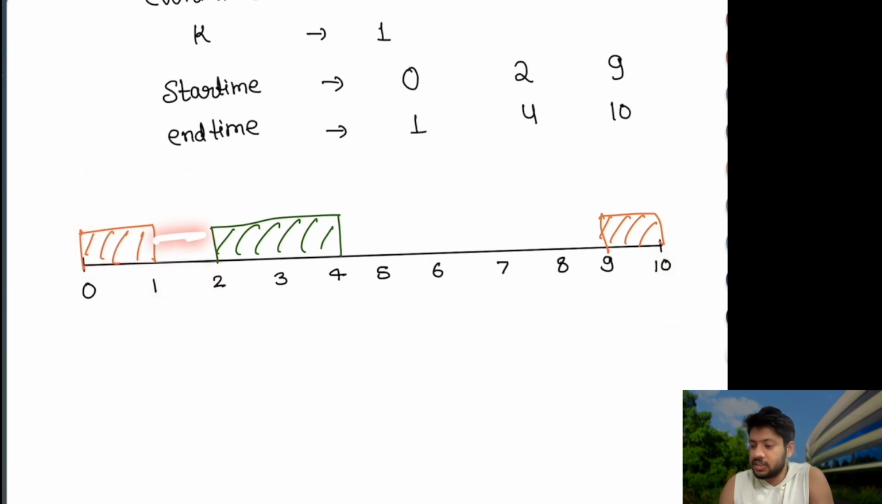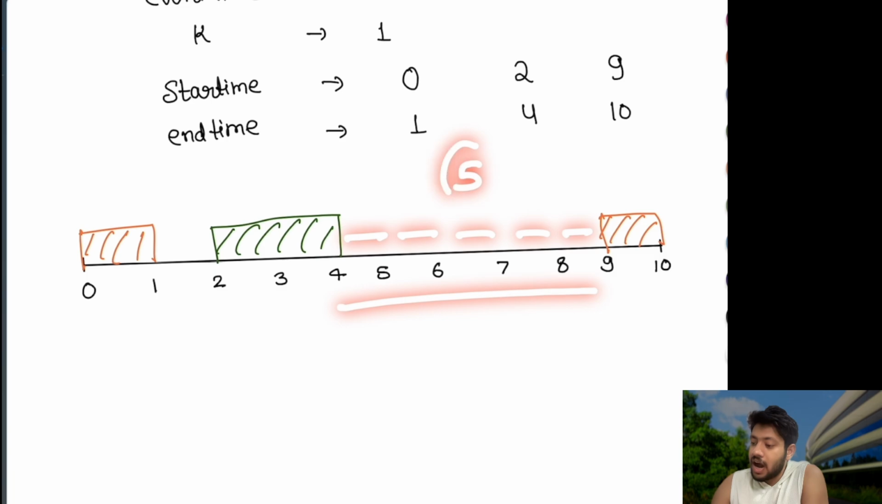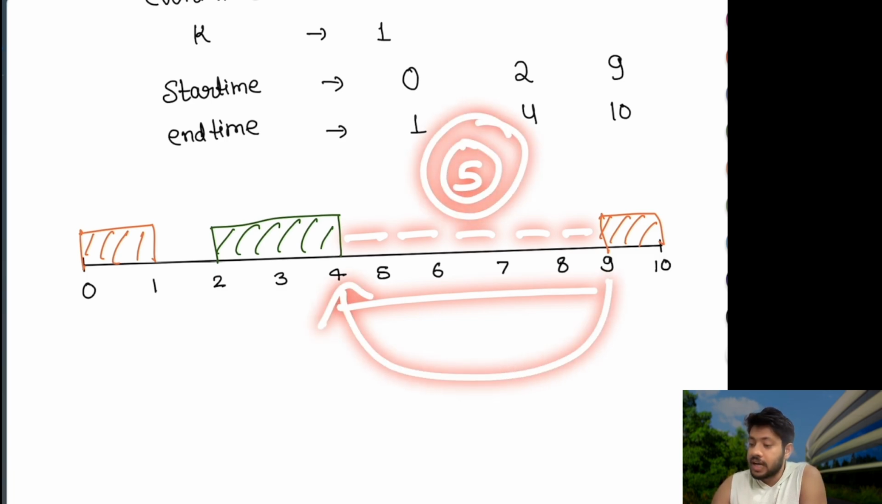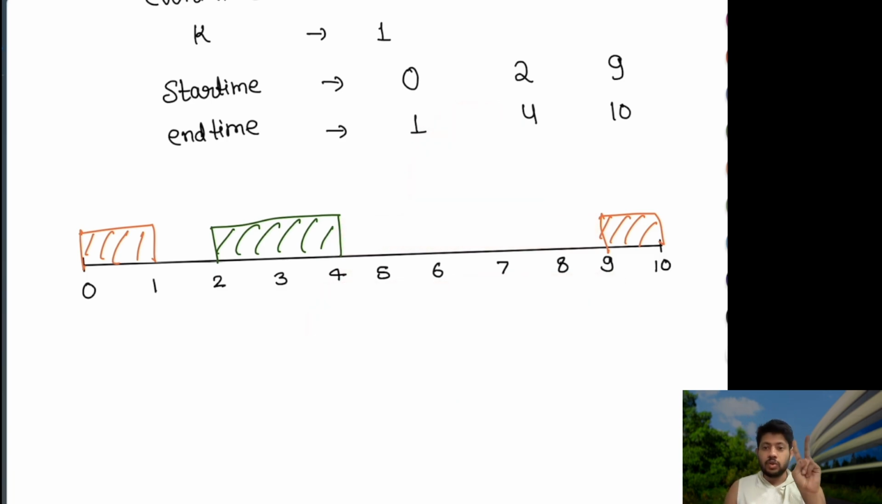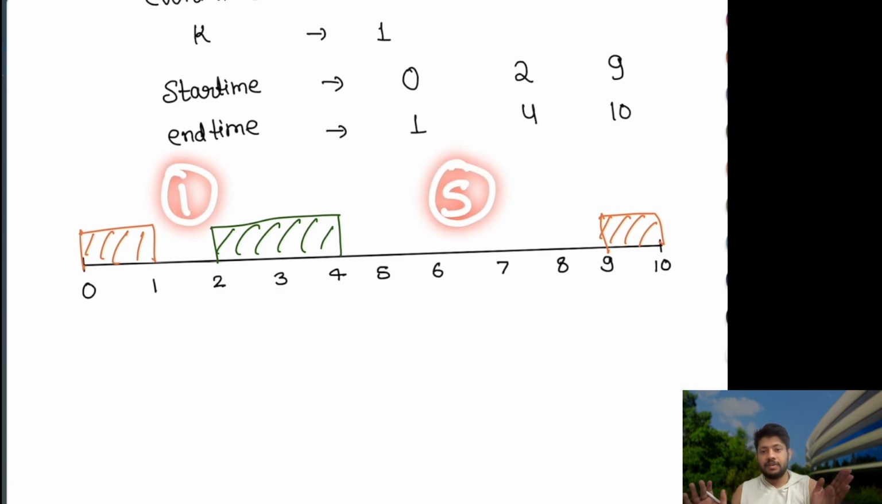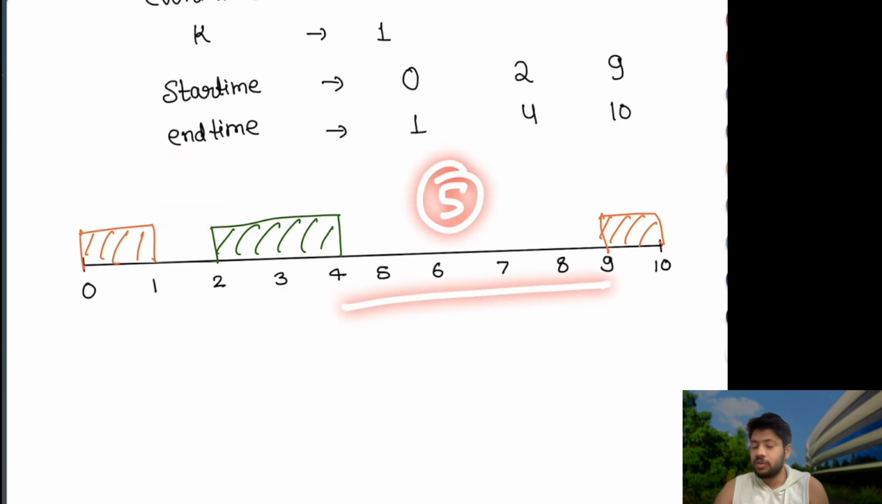2 minus 1. If you are saying that this is hours, so from 0 to 1 hour I am not free. From 1 to 2 I am free, right? So this 1 hour I am free. From 2 to 4 I am not free. But from 4 to 9, this 1, 2, 3, 4, 5, 5 hours, 9 minus 4, 5 hours I am free, right? So I have two free timings. I have 1 hour free, 5 hours free, right? The maximum free timing is 5, right? That's what we need to return.